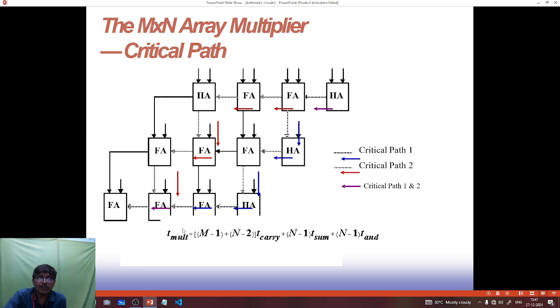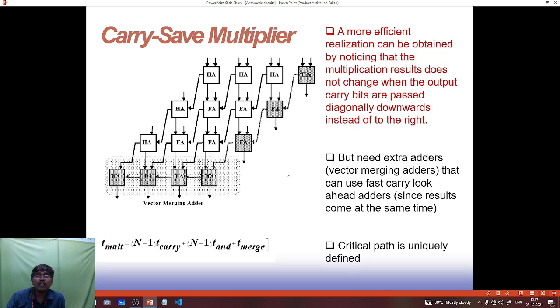So here there is a formula: (m-1) t_carry + (n-2) t_carry + (n-1) t_sum + (n-1) t_and. So these are the inputs, and wherever 2 inputs are required we have to connect only a half adder, and wherever 3 inputs are required we have to use the full adder circuit. The same circuit is given.